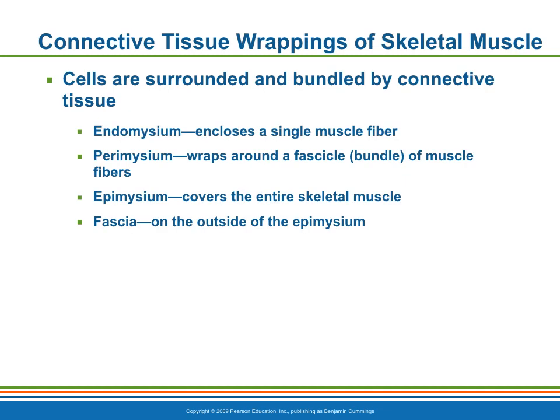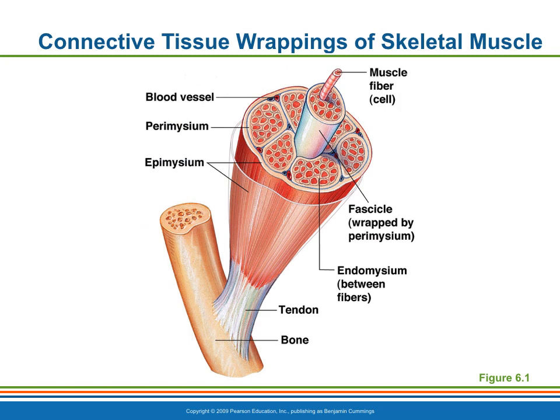Each muscle fiber is enclosed in a delicate connective tissue sheath called endomysium. Several sheathed muscle fibers are then wrapped by a coarser fibrous membrane called a perimysium to form a bundle of fibers called a fascicle. Many fascicles are bound together by an even tougher overcoat of connective tissue called an epimysium, which covers the entire muscle. Here you can see the different layers of skeletal muscle.